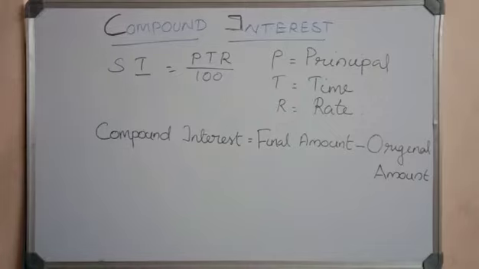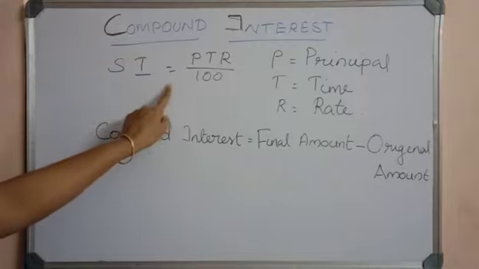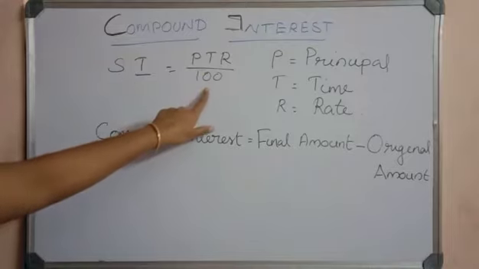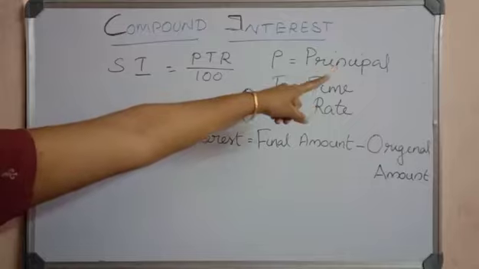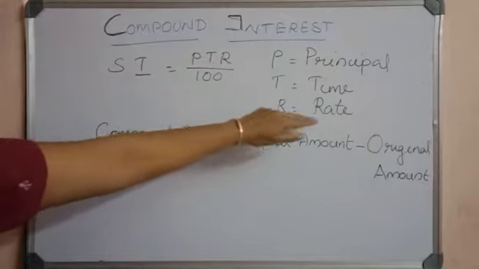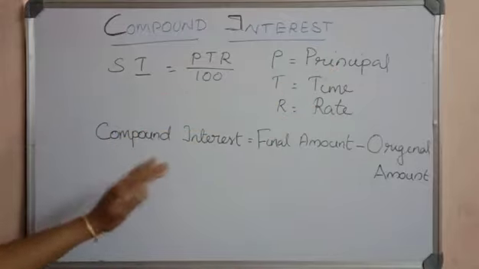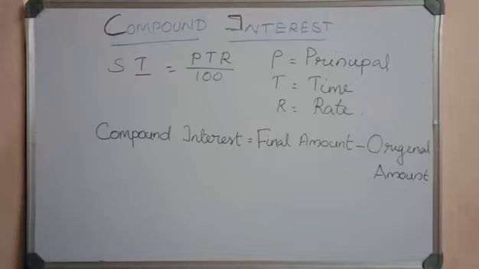You have studied about simple interest in the lower grades. We know that the formula to find the simple interest is SI equals PTR by 100, where P is the principal, T is the time, and R is the rate. Usually, when we say interest, it always means simple interest. Today, let's discuss compound interest and learn how to calculate it without using the formula.